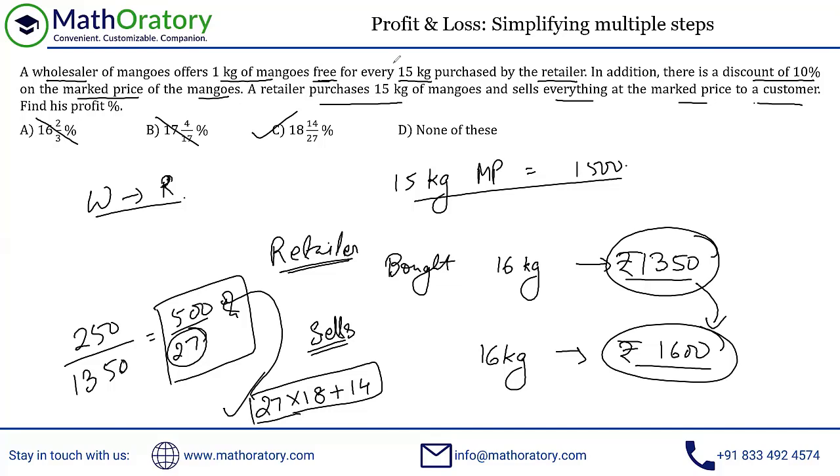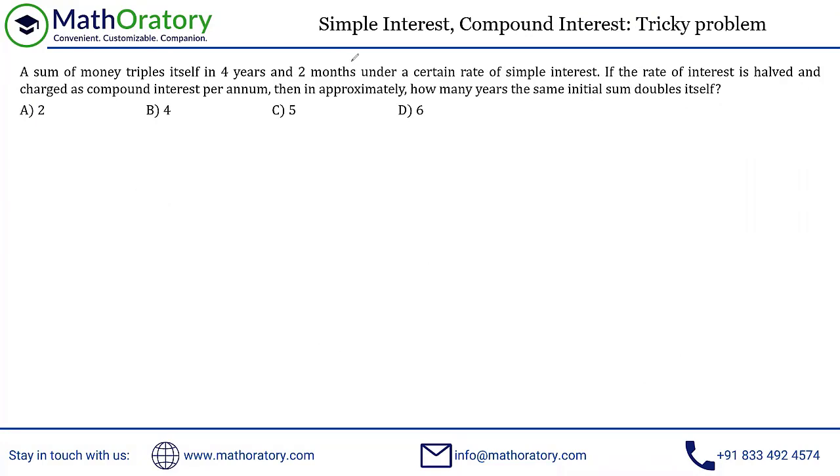Hopefully everything was understood. This is a question in compound interest, simple interest, which on the first glance will seem a little calculative in nature, but you can handle it very smartly. First of all, let's read the important part. Sum of money is tripling in 4 years and 2 months under a certain rate of simple interest. Now the rate of interest is halved and charged as compound interest per annum. Then in approximately how many years the same initial sum doubles itself.